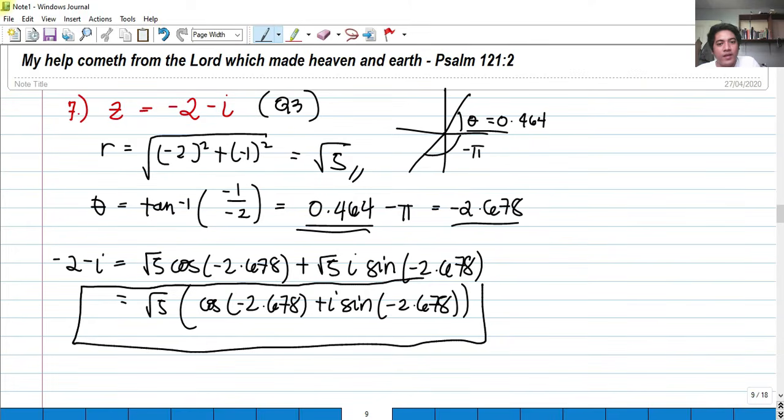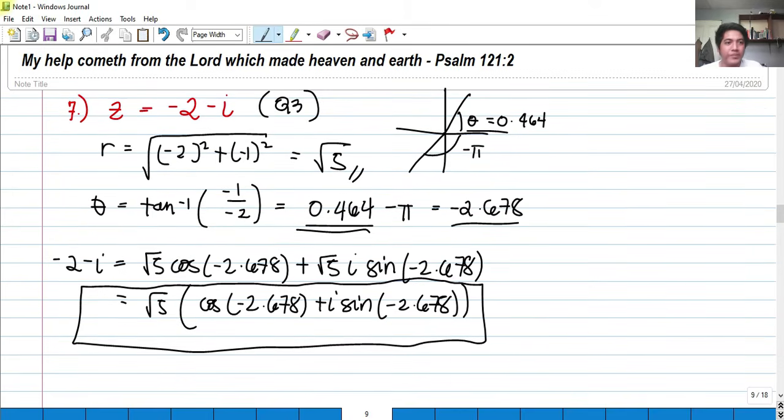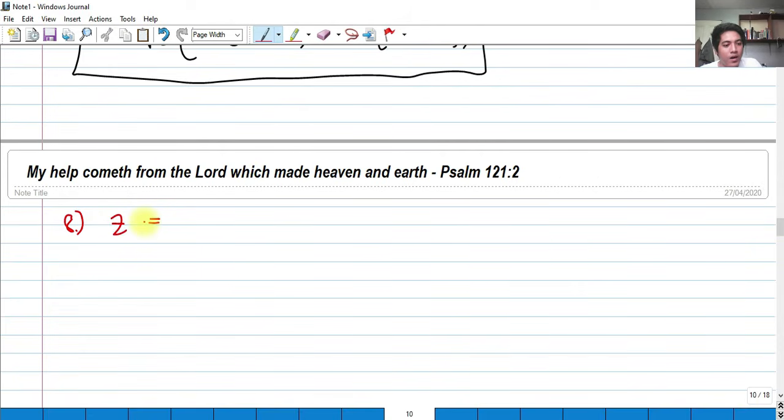So again, just take note: if it is in quadrant 2, plus pi; if it is in quadrant 3, minus pi. For quadrant 4, it can be either plus or minus pi if the angle that your calculator gave you is not correct in terms of the quadrant or the angle. Okay, so let's try the next example, number 8. So for number 8, we have z equal to, I'm so sorry, this is second to the last.